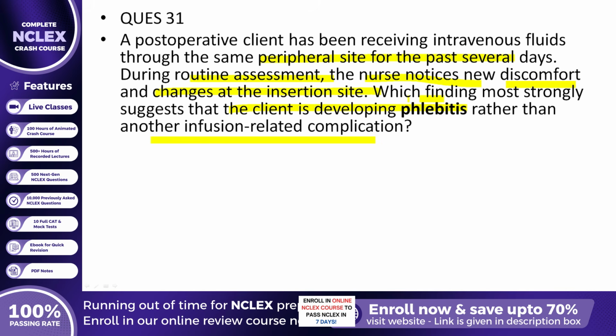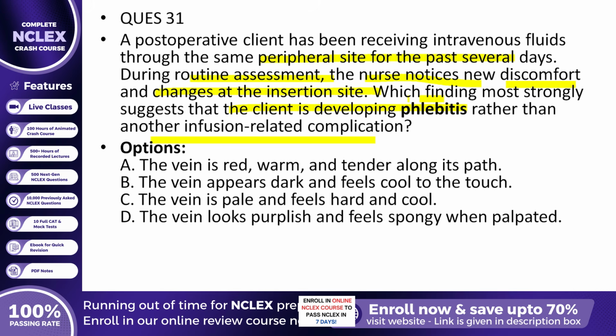Here are the options. Option A states that the vein is red, warm, and tender along its path. Option B indicates that the vein appears dark and feels cool to the touch. Option C describes the vein as pale and hard with a cool temperature. Option D explains that the vein looks purplish and feels spongy when palpated. The correct answer is Option A. The vein is red, warm, and tender along its path.